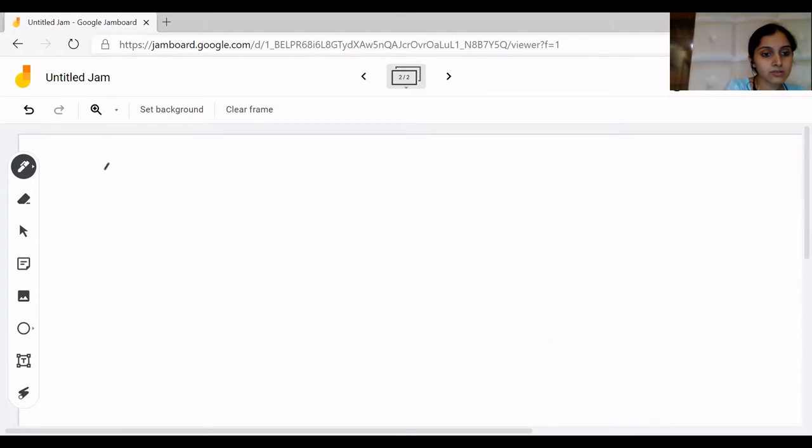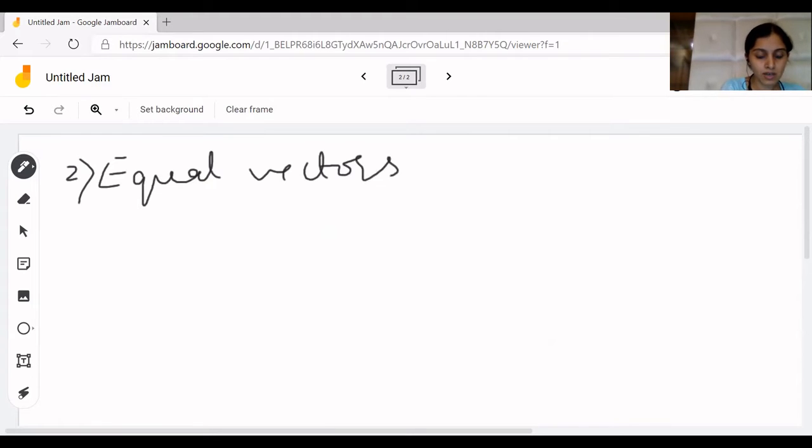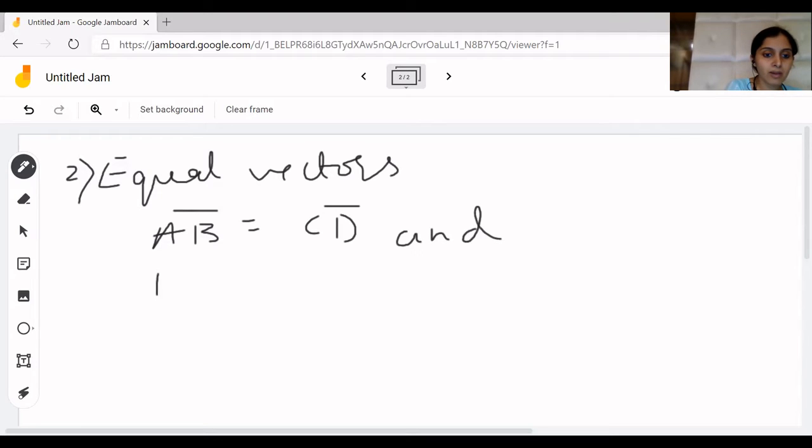Let's go to the next one. Equal vectors. From the word itself, it tells you that two vectors are said to be equal if they have the same magnitude and the same direction. So AB bar should be equal to CD bar, and their magnitudes should also be equal. Then they are called equal vectors. The direction of AB bar should also be equal to the direction of CD bar.